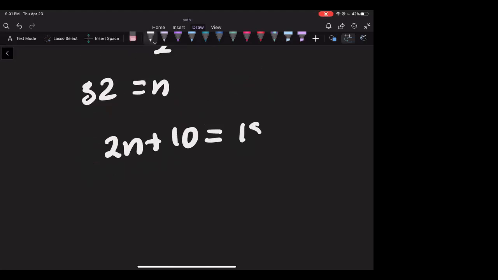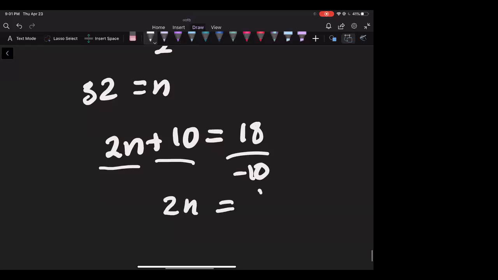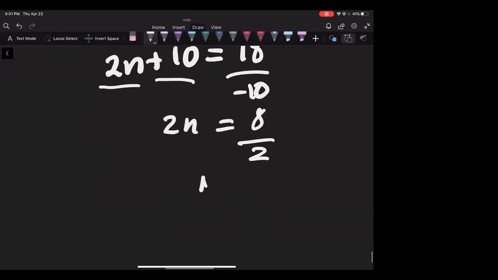But this is only a single one. No, we have 2n plus 10. Oh, okay, so. Yes. Four. It's 4? Let's see. I think. Okay, so we're going to subtract 10 because that's the opposite, right? It is 4, right? And then divide by 2. Yes, it is 4. Good job.